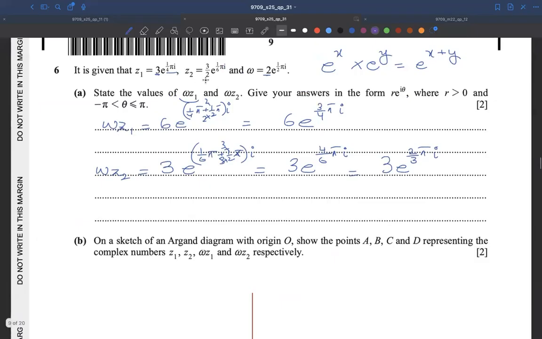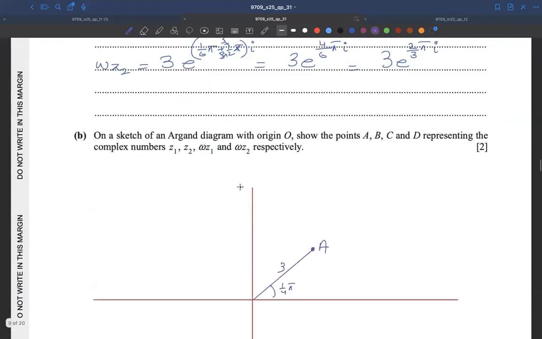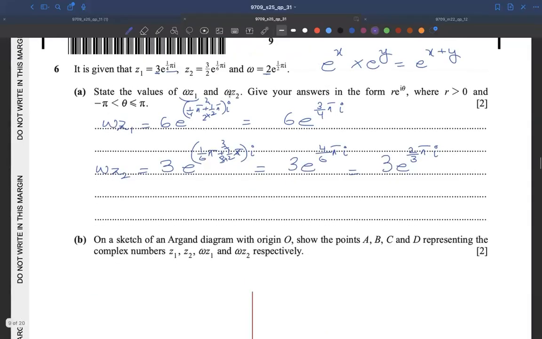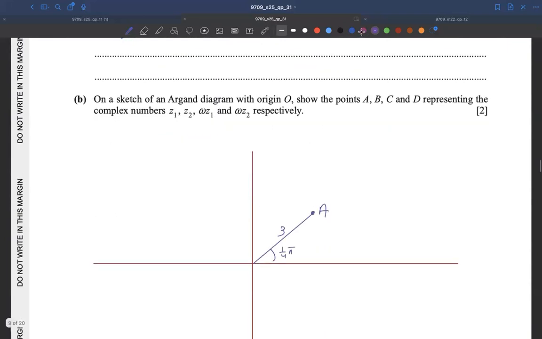z2 is 3 upon 2, so the magnitude is 1.5, so it will be half of A, and the angle is π/6. So π/6, if you think about it in terms of degrees, that is 30, and π/4 is 45. So z2 would be over here, half the magnitude of A, so this point would be B and this angle over here would be π/6.